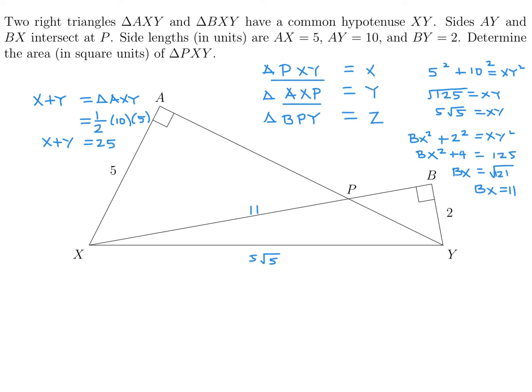In a very similar way, we can calculate x plus z. X plus z is really PXY plus BPY, which is essentially BXY. Triangle BXY, if you combine those. And then again, since it's a right triangle, we can just use 1/2 base times height, which would be 11 times 2, and therefore that's 11. So x plus z is 11. Okay, that's some pretty good equations.